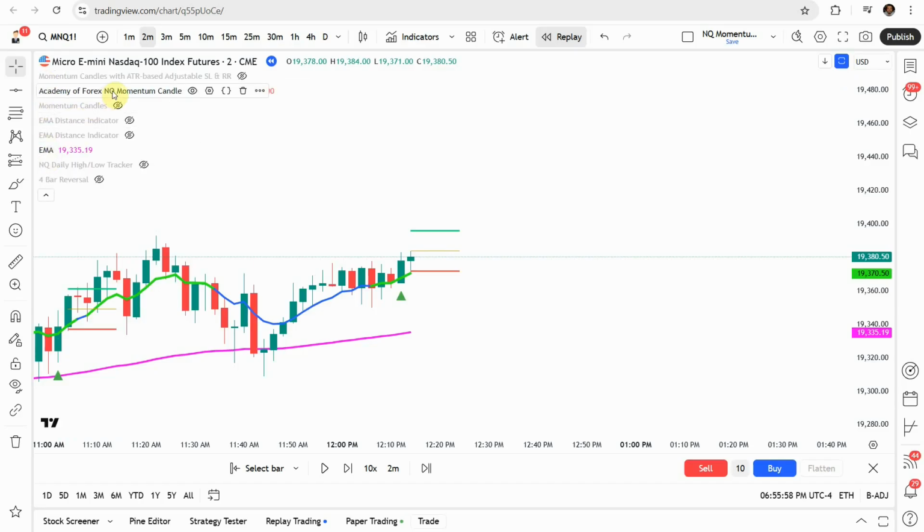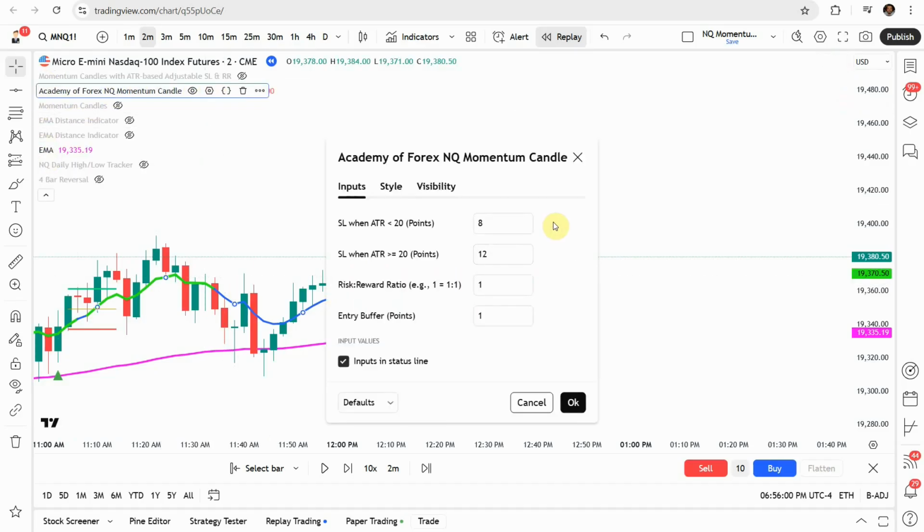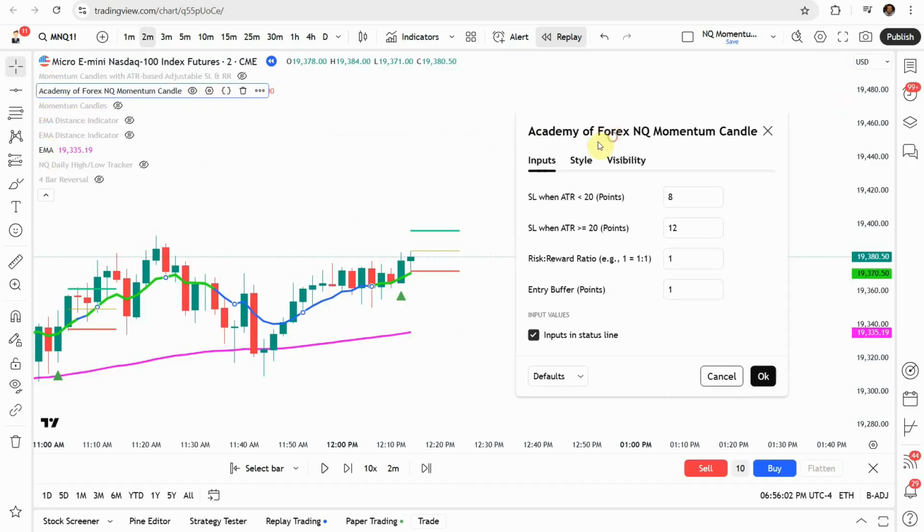Now, the settings that you do have access to can make a few modifications. If you want to adjust that buffer from 1 point to 2 or 3 or 4, whatever you see fit, you can do so right here under this setting. If you want to adjust the risk to reward, right now it's set to 1-to-1. You can do so as well right here.